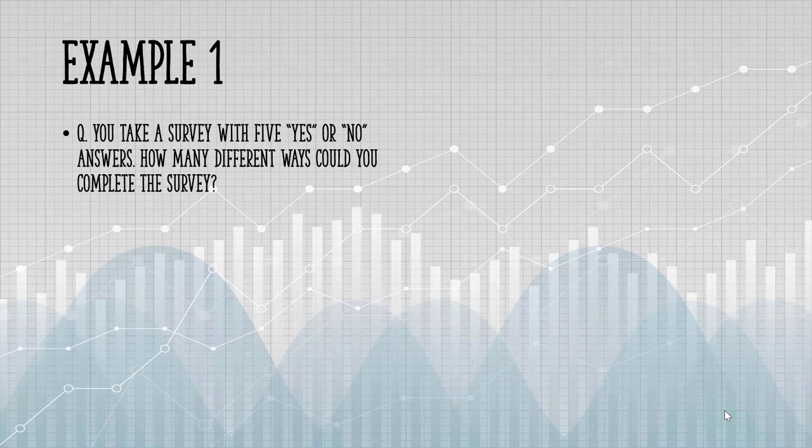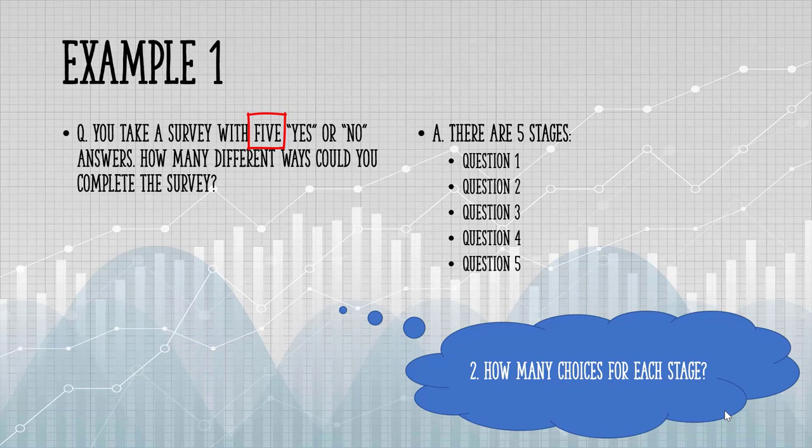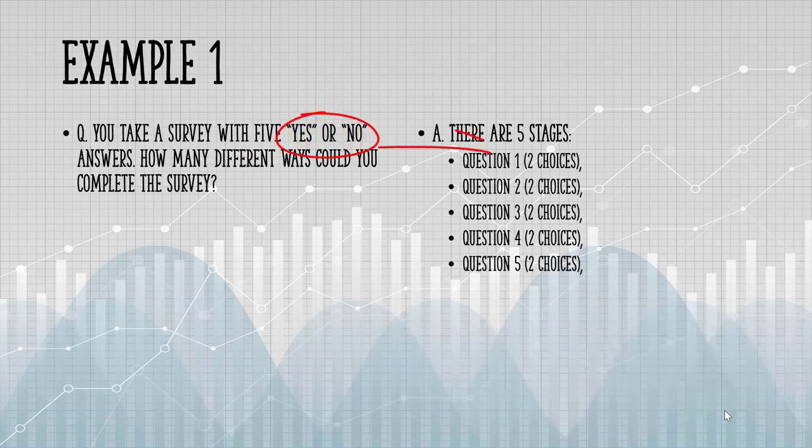You take a survey with 5 yes or no answers. How many different ways could you complete the survey? The first question is, how many stages are there? Well, you're told the survey has 5 questions. Those are questions you're going to answer one at a time, so we have 5 stages. The second question, how many choices are there for each stage? Well, in the question they tell us it's a yes or no survey, so there are 2 choices for each stage. Now we can multiply our choices together to get the solution.